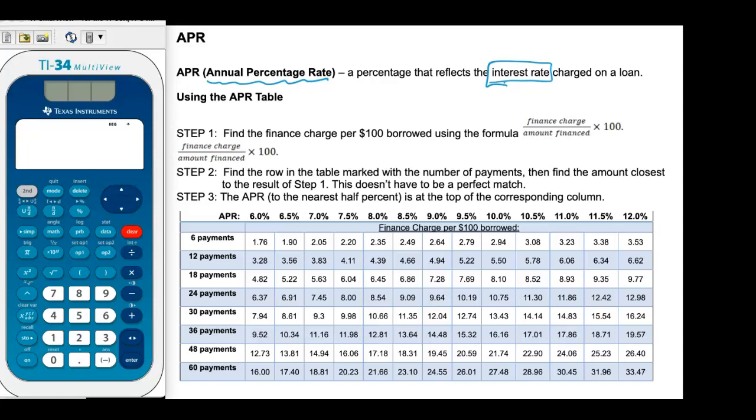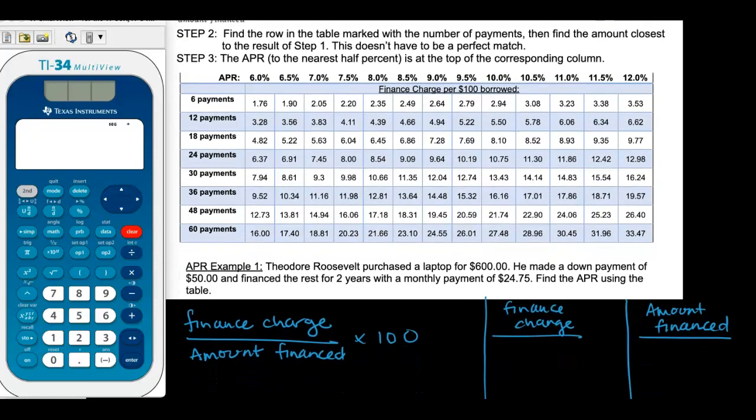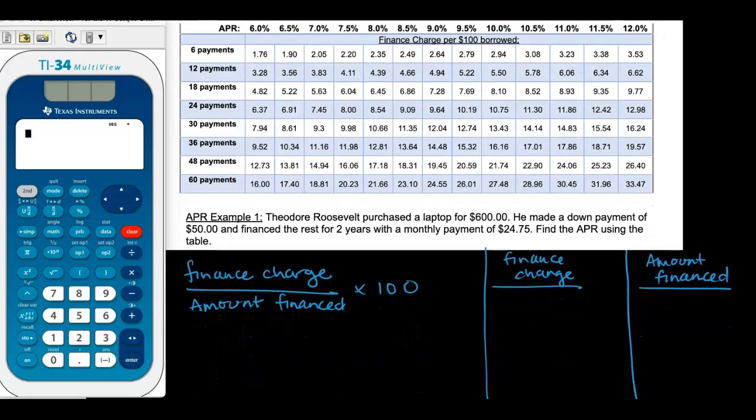And so in order to find the APR, we have to use this formula right here. We have to find the finance charge and divide it by the amount financed and multiply that by 100. And that will give us the finance charge per $100 borrowed. So that means for every $100 that is borrowed, that formula gives us the amount that the person has to pay the bank. And then we're going to take that number and look it up using this table below to find the APR. I'm going to start with the first example, and I'll use that example to show you how to use the table.